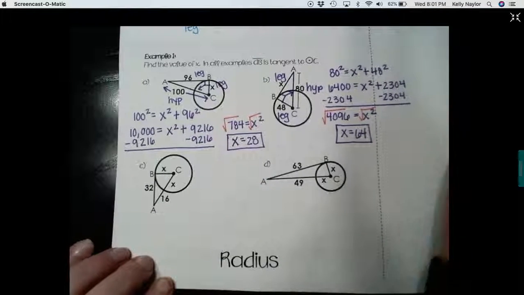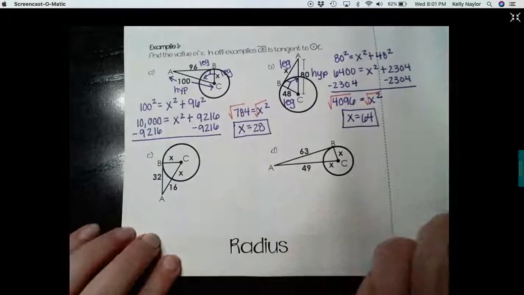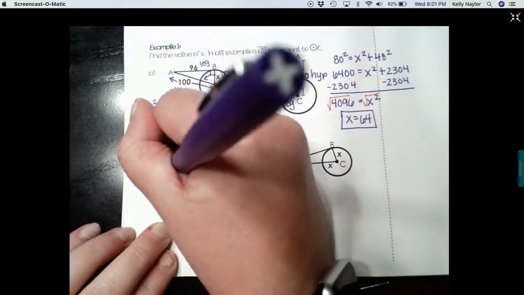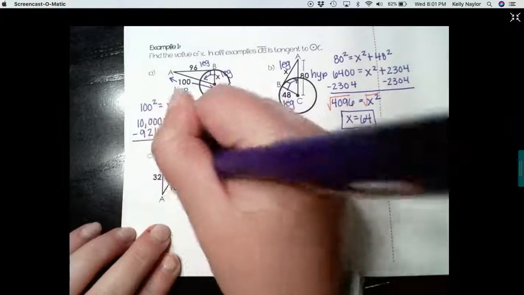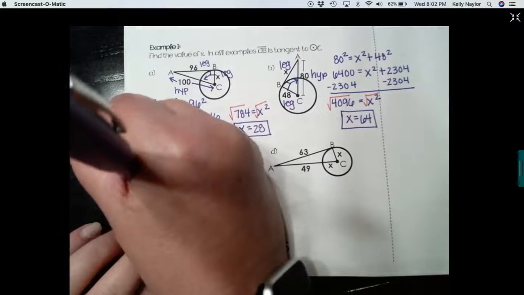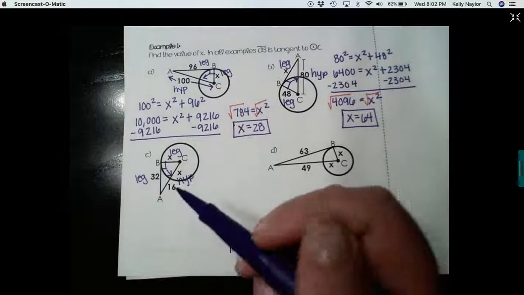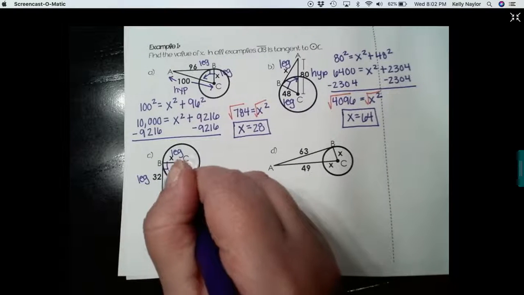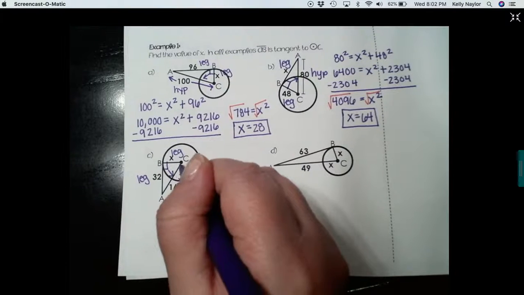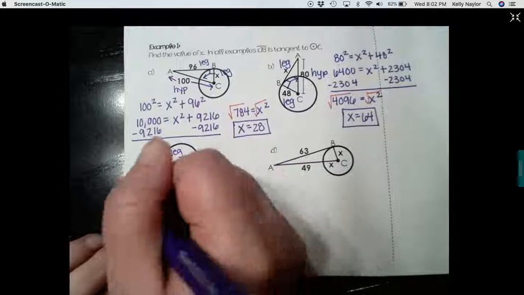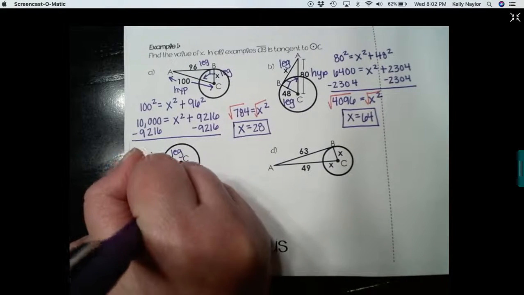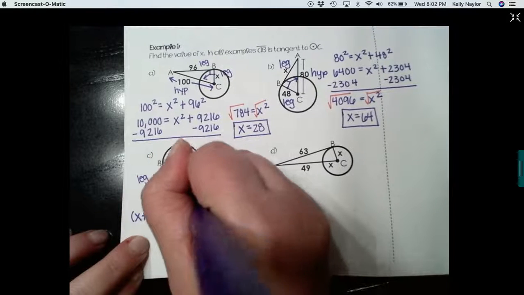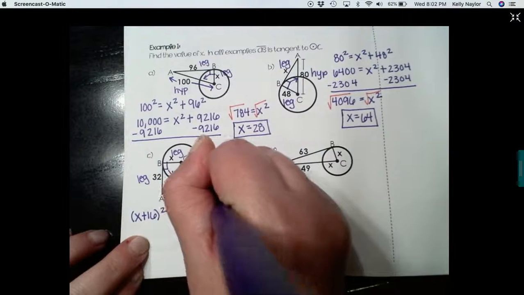All right, part C. Okay, again, that right angle, we can draw that in at that point of tangency. And then we can identify our hypotenuse. And then we can identify the two legs. So let's take a look at our hypotenuse here. It has two different values on it. It has a 16 and it has an x. And together, those two pieces make the entire hypotenuse here. So this hypotenuse is x plus 16. So we're going to do the quantity x plus 16 squared. And that is equal to our leg squared, so x squared, plus the other leg squared, 32 squared.